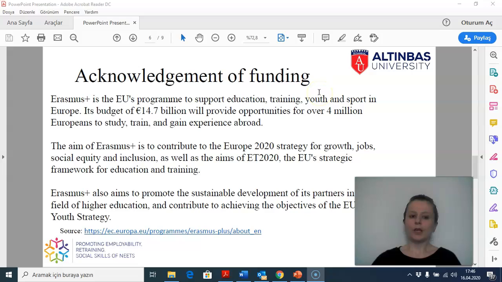This program is part of an Erasmus Plus program. Erasmus Plus is a European Union program to support education, training, youth, and sport in Europe. The aim of Erasmus Plus is to contribute to the strategy of Europe for 2020 in terms of growth, jobs, social equity, and inclusion. Erasmus Plus also aims to promote the sustainable development of its partners in the field of higher education and contribute to achieving the objectives of the European Union Youth Strategy.